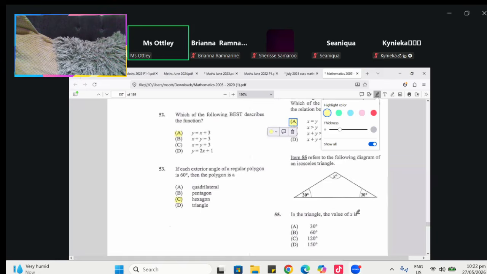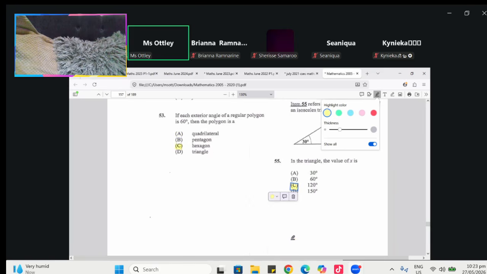Item 55 refers to the diagram of an isosceles triangle. In the triangle, the value of x is 120. Add the two angles that we know, we get 60, subtracted from 180. 120 degrees.